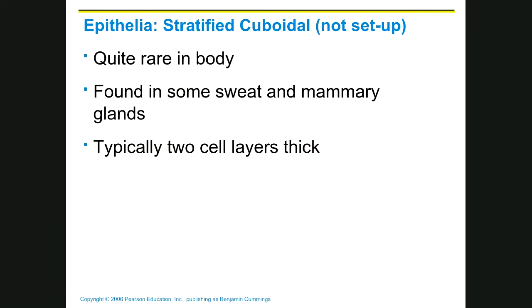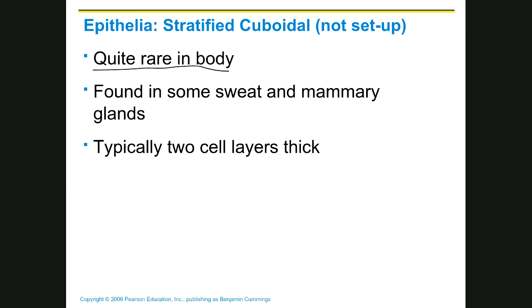Okay, let's look at stratified cuboidal. Again, without knowing anything about it, we can already figure out something. It's more than one layer, and the cells are cube-shaped in the outer rows. The reason we don't set this up in the lab is because it's a rare tissue. Now that doesn't mean only a few people have it. Everybody's got it. We just don't have much of it.